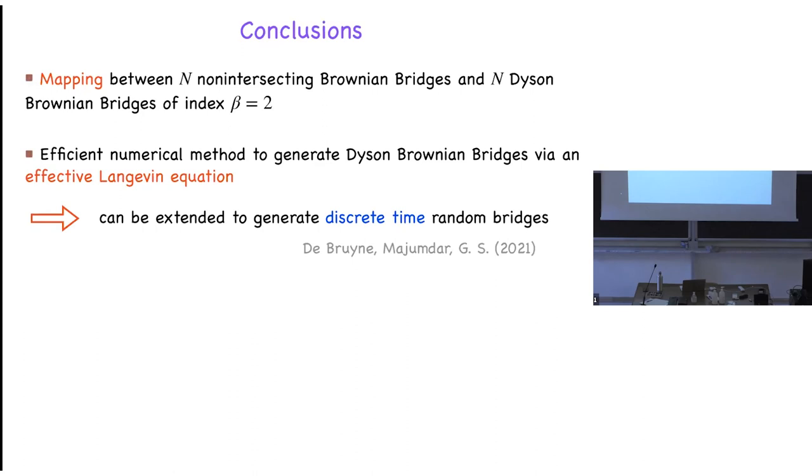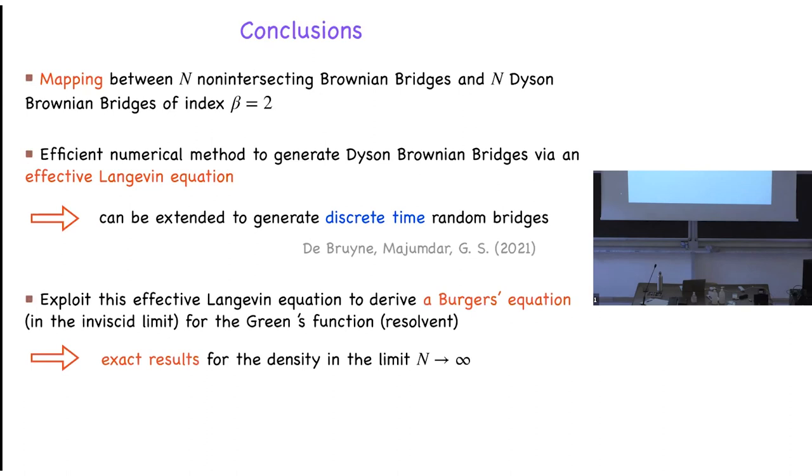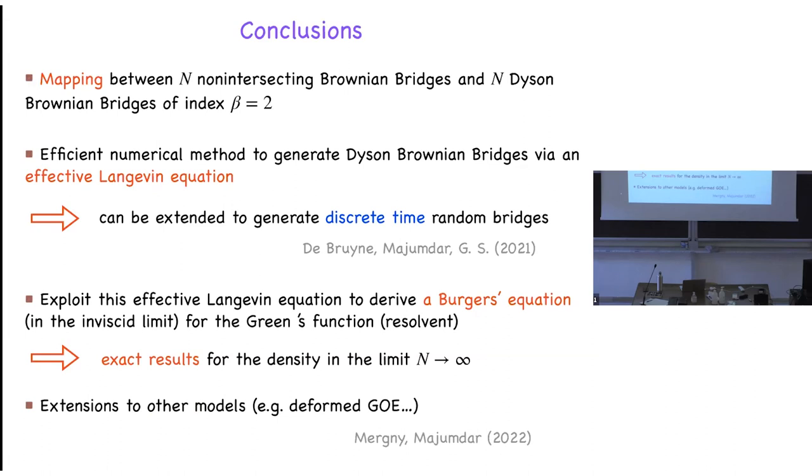Let me just mention that with my student Benjamin De Bruyne, we recently made an extension of these ideas to discrete time processes, where similar ideas can be applied. What I like here is that we devised a nice numerical method, this effective Langevin equation, but on the other hand, this Langevin equation also provides you a nice analytical tool to compute things. Here I illustrated this on the density, but in principle other observables could be computed with this method. We hope to also extend this to other types of processes and models. For instance, this was recently done by Satya Majumdar and Pierre Merny, who extended this kind of method to the deformed GOE model.